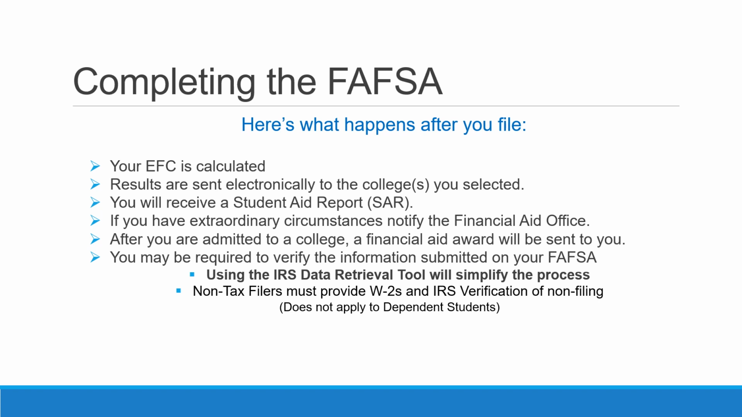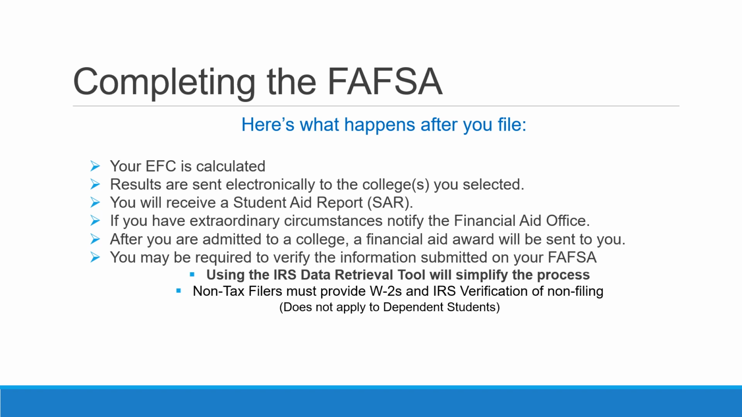It is the school or university that awards financial aid, and you won't receive a notification until after they have received an admission letter. Finally, it's important to note that your student's application may be selected for a process called verification. Verification is a federal quality control process to ensure that the information provided on the FAFSA is accurate.